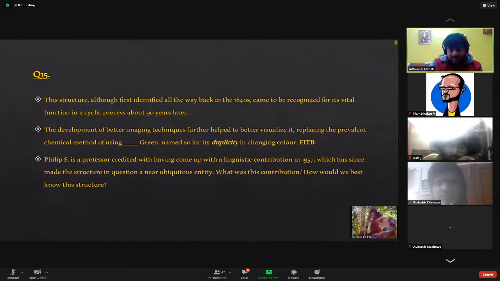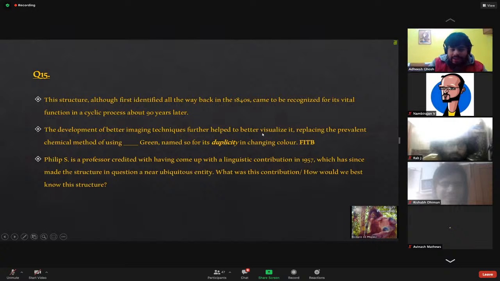So this dash is something which is named because of its duplicity, and duplicity, if you might know, refers to the quality or characteristic of being double or being, you might say, double-sided in a sense. So think of that and try and put the name of an entity that might also have similar connotations of duplicity. So that will be the first part.